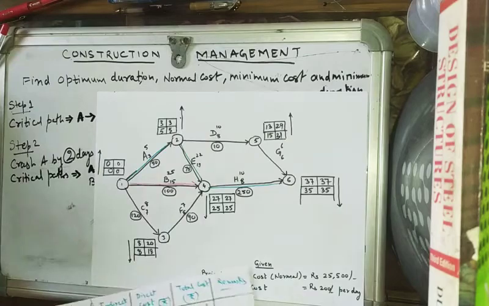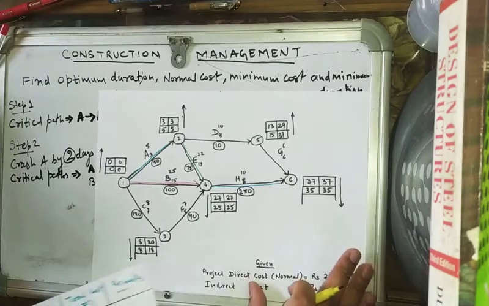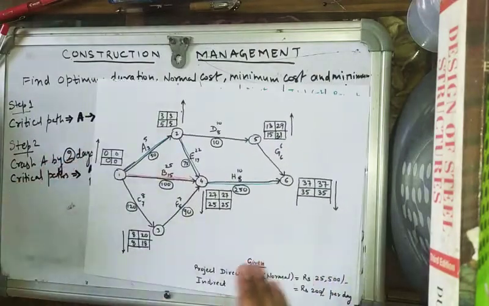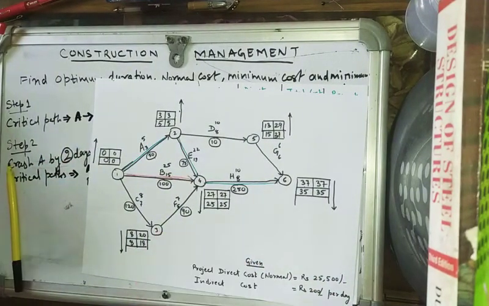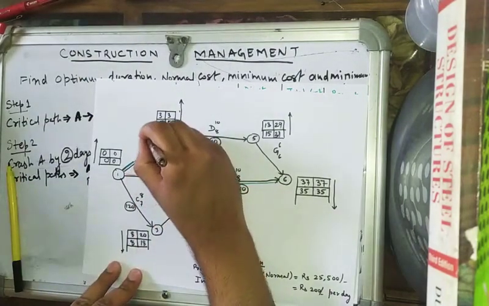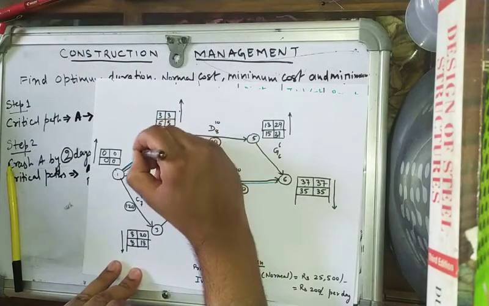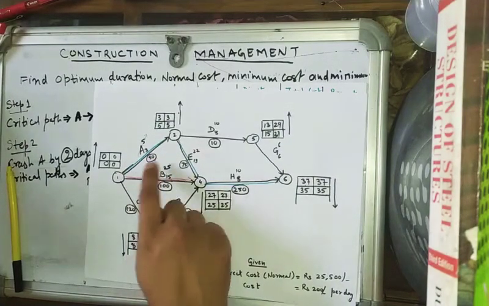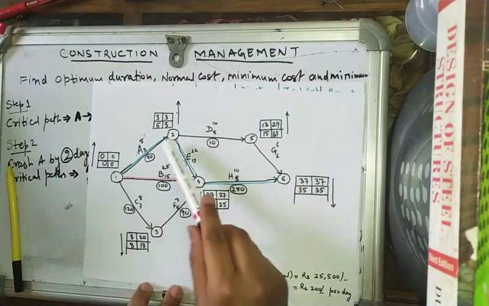So now the problem is, now we see that we have got two critical paths. This has already been crashed. This has already been crashed. Now these two are the critical paths.